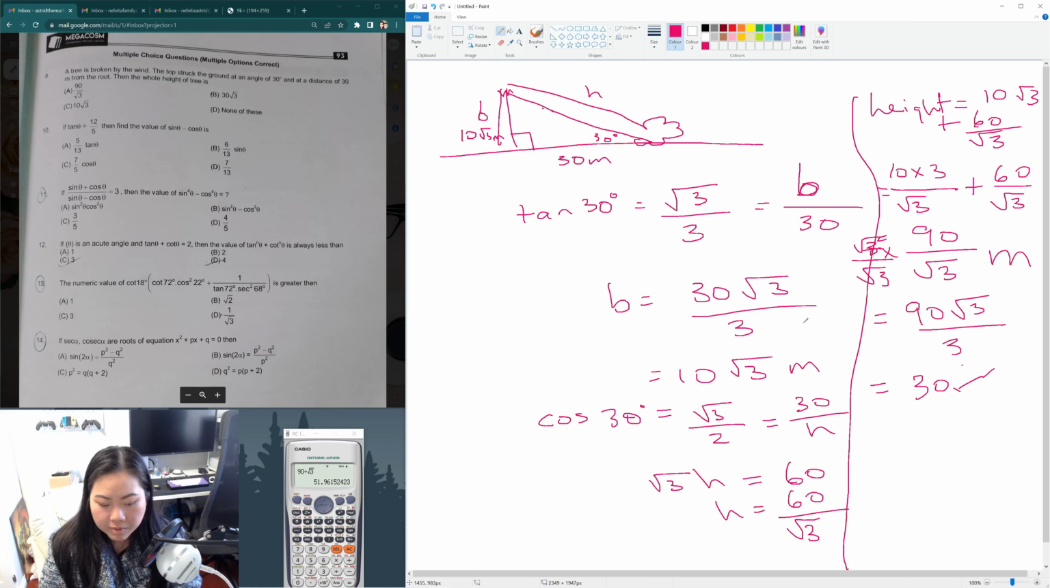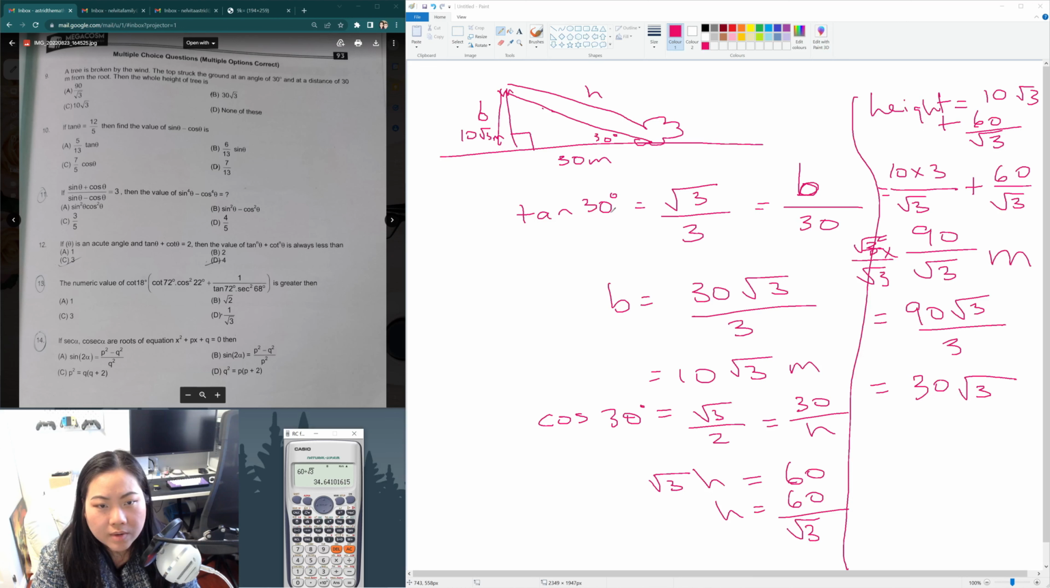Oh my gosh, what happened? 30 root 3. They're the same. Hang on. What is going on here? 10 root 3 just sounds too short. So if you have 10 times root 3, it's too short. It can't be. So we've got two correct answers. That's odd. Because they're essentially the same thing.